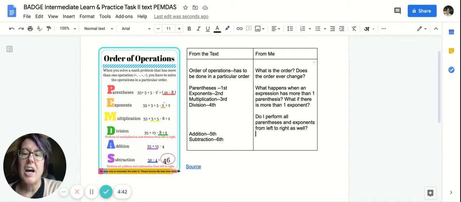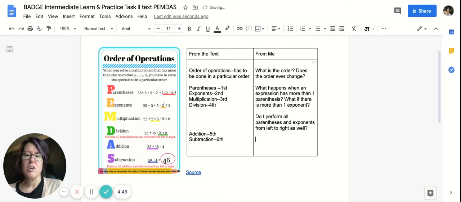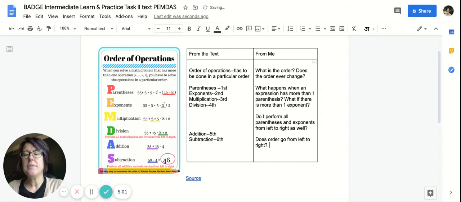I understand that I need to do multiplication and division from left to right. And so that makes me think, if I do them left to right, then if there are two multiplication, if I start at the left, I just do them in order from left to right. So does order go from left to right? The fact that I'm having these questions and the fact that this chart isn't really answering these questions helps me to know that I need to take some additional steps to get answers to this.